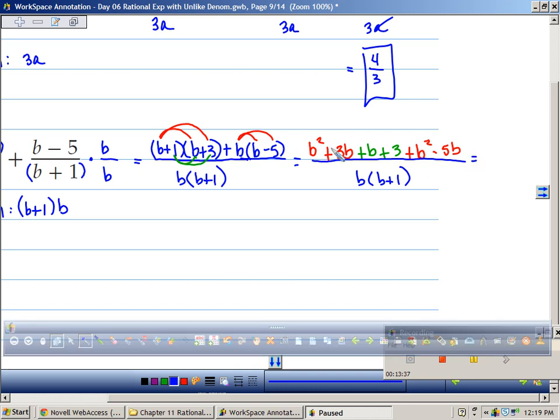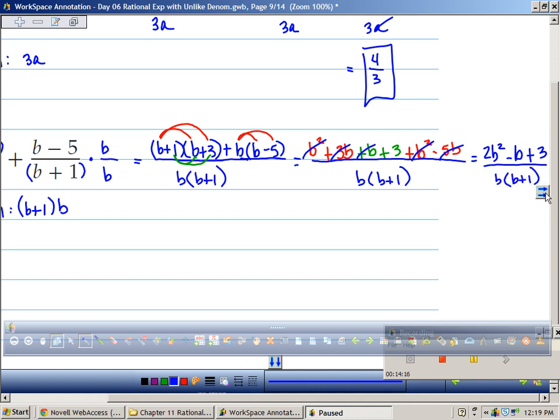All right, let's simplify. I've got a b squared and another b squared. How many b squareds do I have? 2b squared. I have a 3, let's cancel that, we're done with those. I've got a 3b, another b, and a negative 5b. What does that make total? Negative 1b. And finally, I've got a positive 3, all over b times b plus 1.